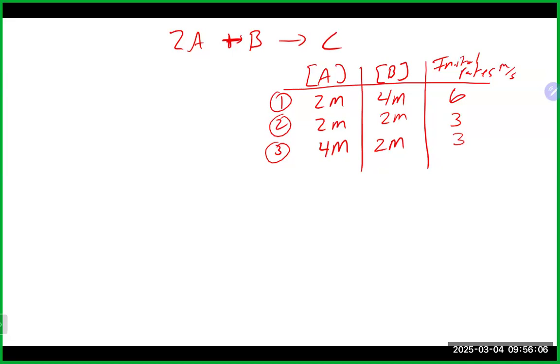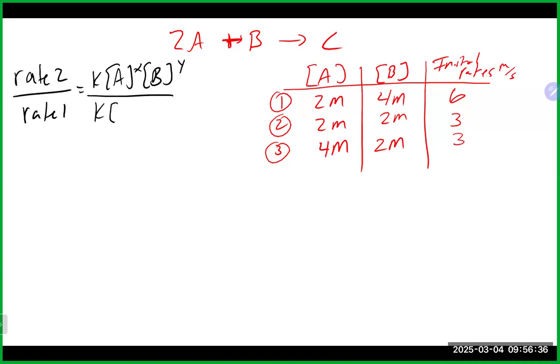Now, you can do it just looking at it, but most people maybe can't do that, and that's probably not a great way to do it since you should show your work anyway. So you really should take more of a mathematical approach. The way we could do that is we could use a formula like this where we take rate 2 over rate 1 equals k A to the x, B to the y, over k A to the x and B to the y.